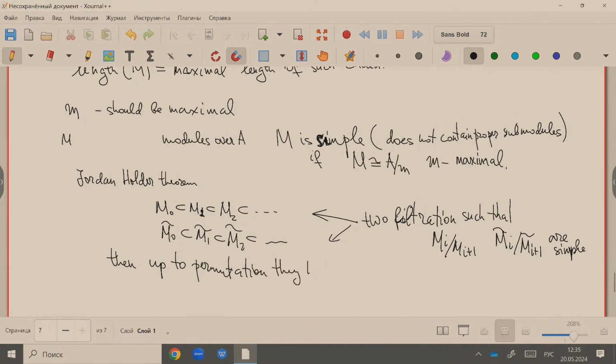They have the same number of factors. And if you want to generalize the notion of length, you can generalize it like this, and you see that the factors should be simply modules, so they should be simple modules, and that means that they are isomorphic to A modulo a maximal ideal.